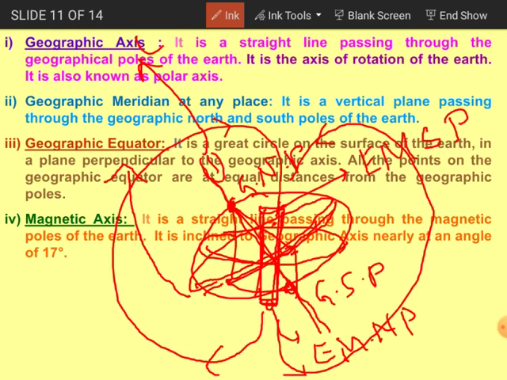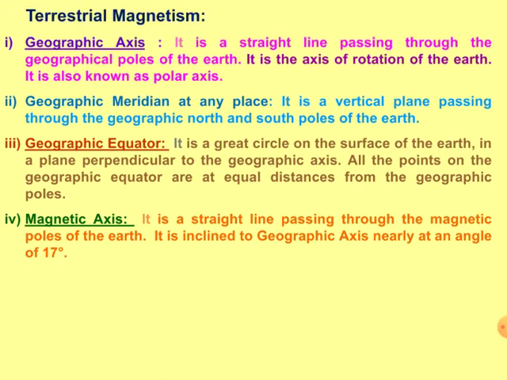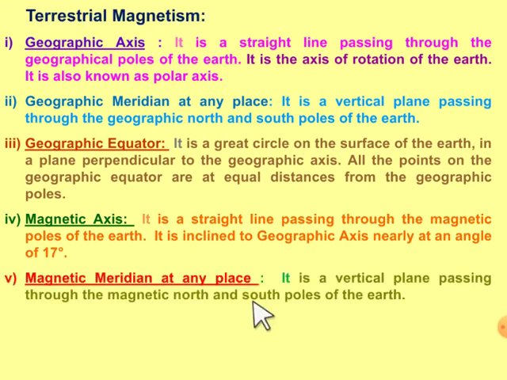That equator is known as what? Magnetic equator. Why? Because this plane is drawn perpendicular to the magnetic axis. Got it? Yes. Let's see the definition part. Okay, I will just rub it out and let's see.